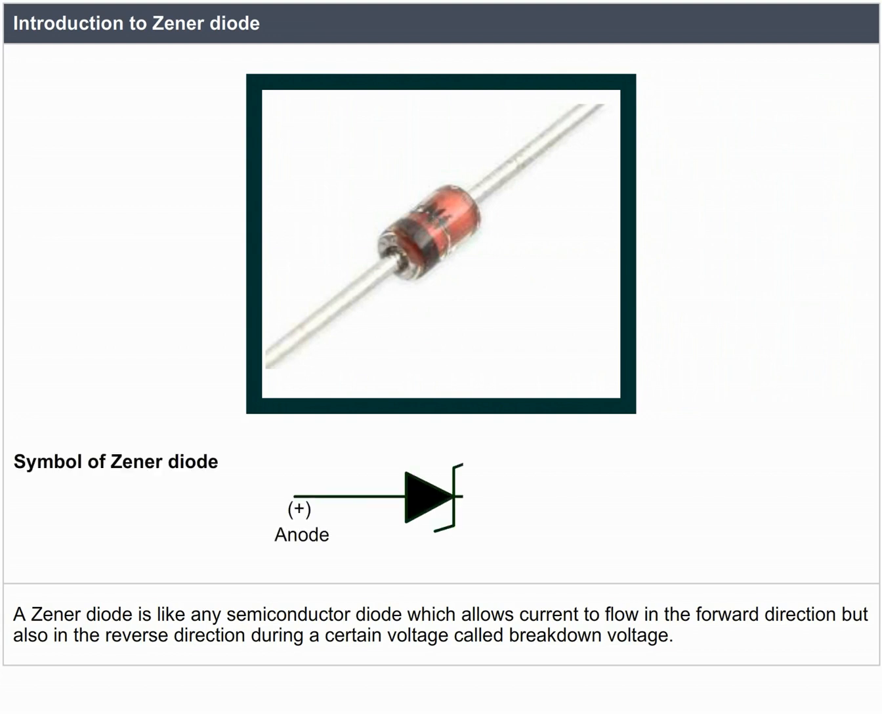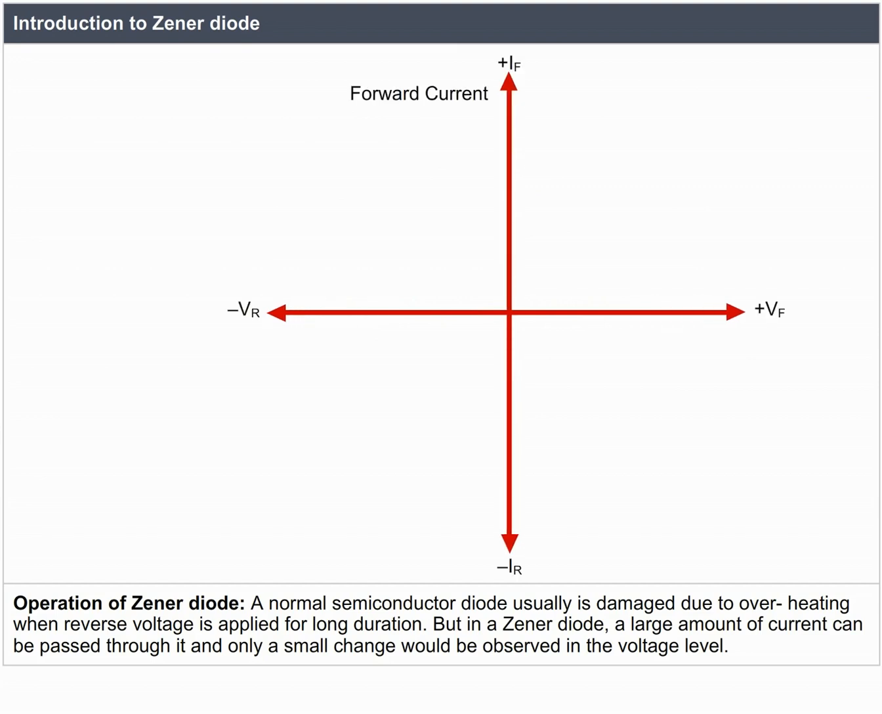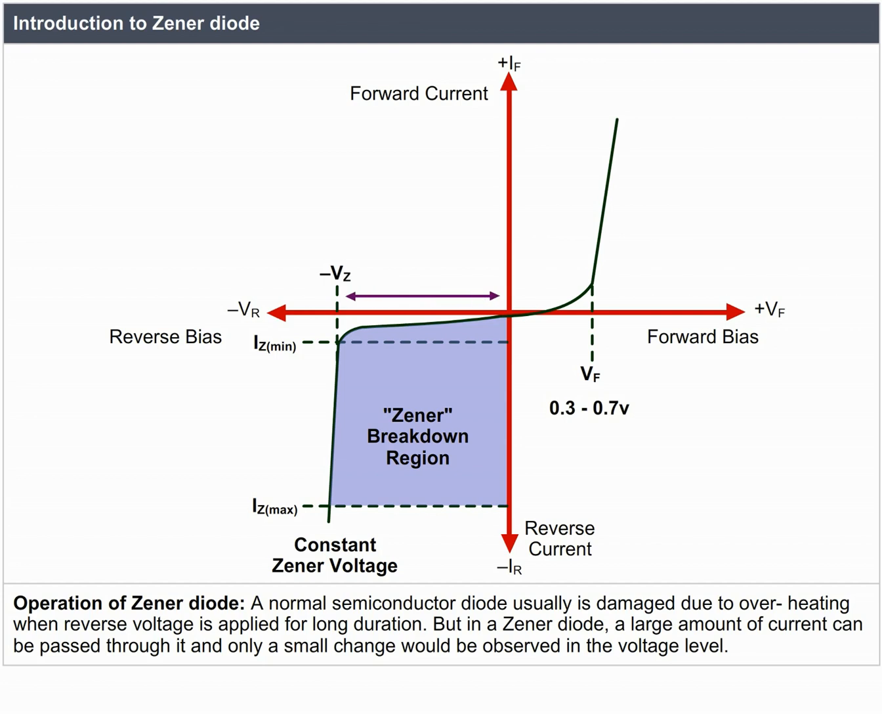Operation of Zener diode. A normal semiconductor diode usually is damaged due to overheating when reverse voltage is applied for long duration. But in a Zener diode, a large amount of current can be passed through it and only a small change would be observed in the voltage level. It is usually used in reverse bias condition.